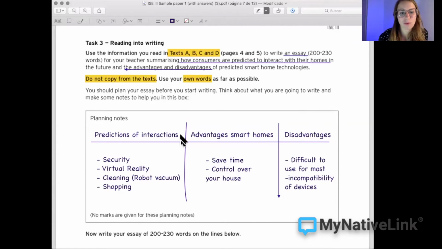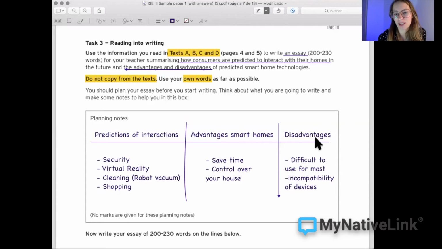in your planning notes. What I found in the text is that we've got, for example, for predictions of interactions, they're talking about most homeowners wanting security, others looking for entertainment systems like virtual reality, and others looking for things to save time like cleaning and shopping. And then we've got the advantages of the smart homes are that they can save time and they can have control over the house, that we can see in the conversation that takes place in one of the texts.